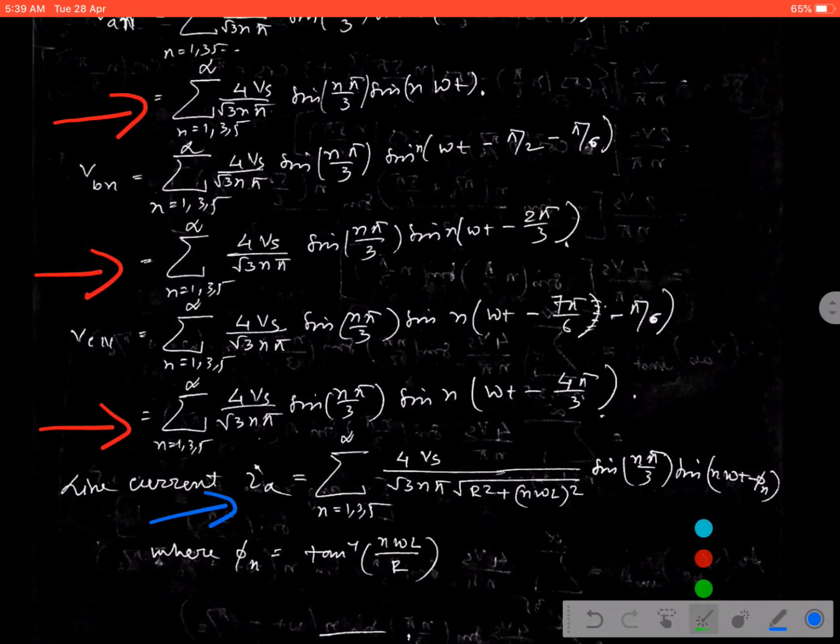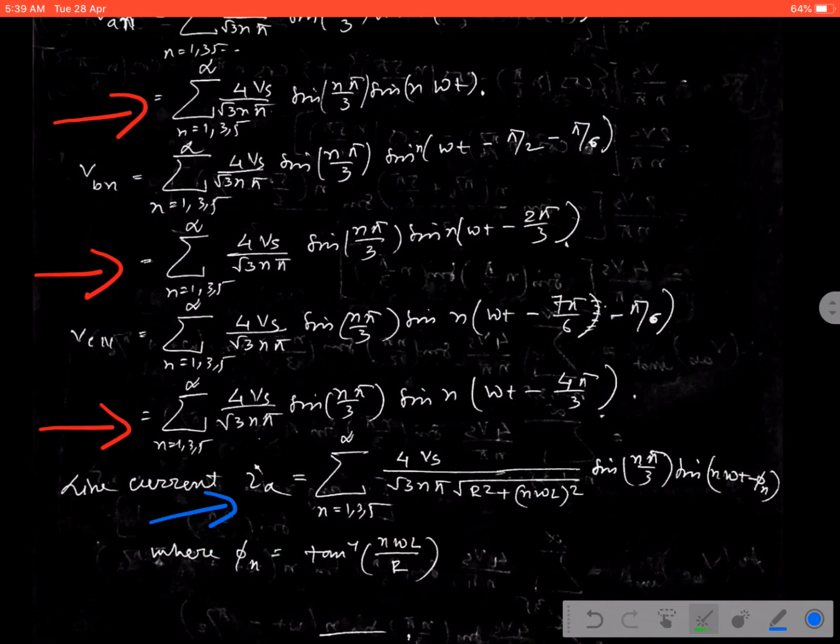The term is 4 Vs by root 3 n pi, divided by Z, that is root over of R squared plus (n omega L) squared, with the angle defined by the lagging power factor, as the inductive load is there. As we know, in the case of an inductor, the current always lags behind the voltage by some angle. So this is the angle minus phi n. So what is the value of phi n? That is determined by tan inverse XL by R, that means n omega L by R.